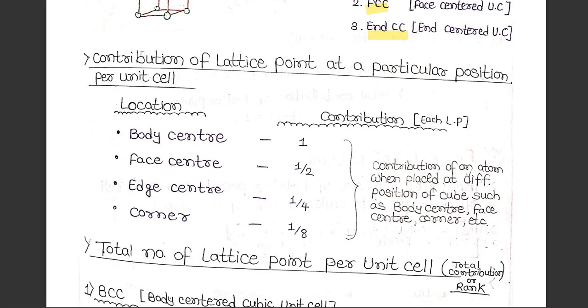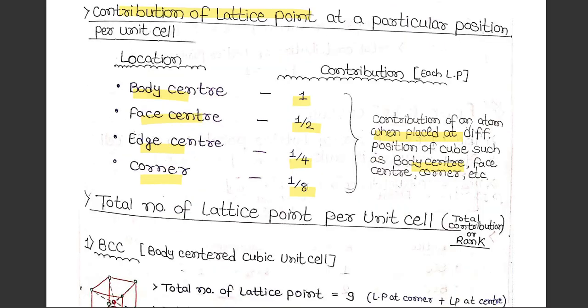Now let us come to the contribution of the lattice point per unit cell. The contribution of the lattice point per unit cell means overall how many atoms are there if we count the contribution when placed at different positions of the cube, such as body center, face center and corner. In case of the body center, the overall contribution to the unit cell is 1, and in case of the face center the contribution is half. In case of edge center the contribution is 1/4. In case of corner the contribution is 1/8.